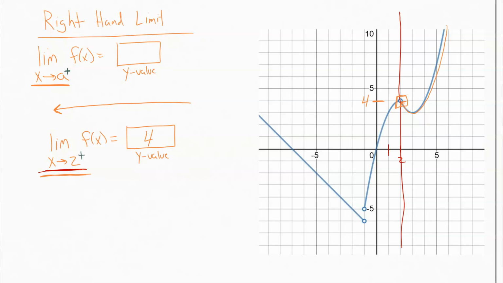And remember, when we're talking about limits, we don't care if there's an open circle that we're headed towards or a closed circle, whether there's a dot there or not. The limit only cares what does it look like I am headed towards.